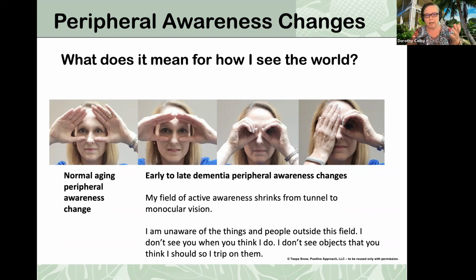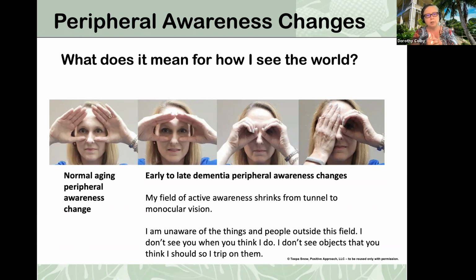Or, how could you trip over your walker? It was right in front of you. But I didn't see it. How could you have not seen it? It's right in front of you. Well, I've lost that peripheral vision. I can't see it. I'll trip over something that's really obvious right in front of me because I don't have that awareness now, that peripheral awareness that I'm losing.